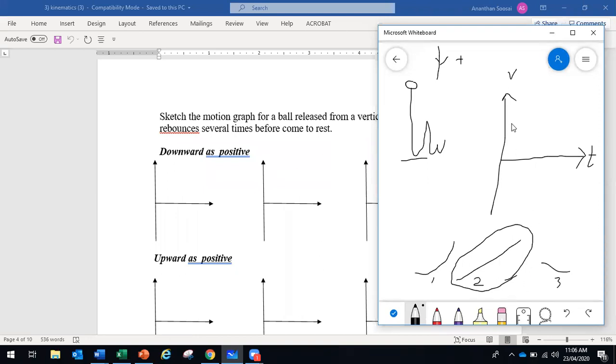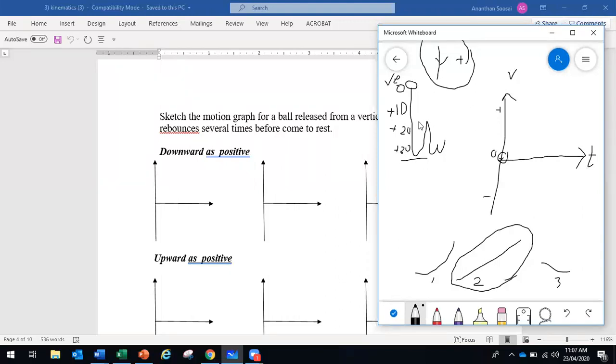Now, is the graph going to start with positive, 0, or negative? You drop from rest, so the graph starts from 0. When you go down, the velocity from 0 increases in magnitude, 10, and since downwards is positive, it's positive 10, positive 20. So the velocity will rise until it hits the ground.